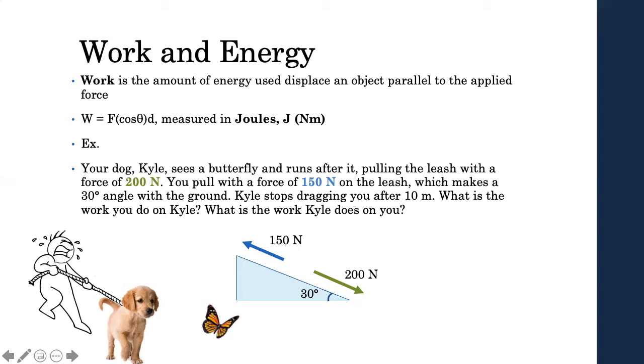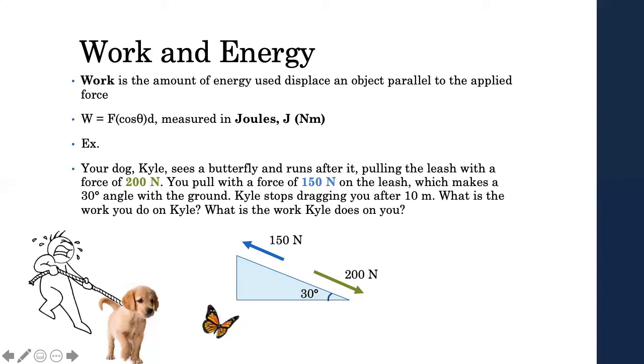So here's a question. I don't know who named your dog, but Kyle sees a butterfly, and he runs after it, pulling the leash with a force of 200 newtons. You pull with a force of 150 newtons on the leash, which makes a 30-degree angle with the ground. Kyle stops dragging you after 10 meters. What is the work you do on Kyle? And what is the work Kyle does on you? First of all, who's doing positive work? Who's doing negative work?